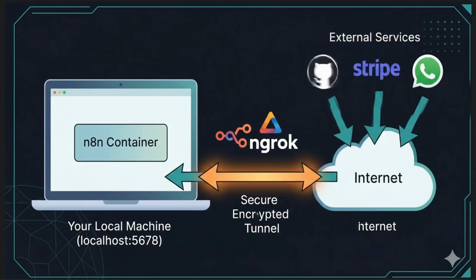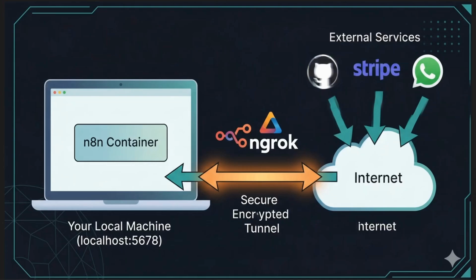Ngrok creates a secure tunnel between your local machine and the internet. How it works is that ngrok runs on our computer and connects to the ngrok cloud server. Ngrok gives us a public URL, something like ngrok-free.app. You will get it when you run ngrok. And when GitHub or Slack sends a webhook to that URL, ngrok receives it and forwards it through the secure tunnel to our local N8N.